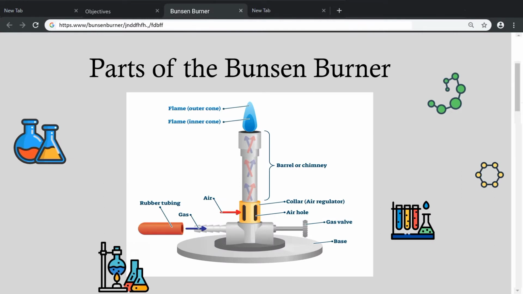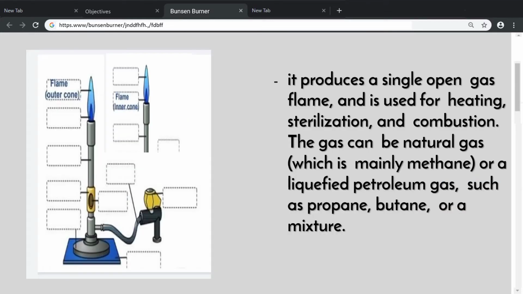First, the flame or the outer cone, the flame or inner cone, the air, the barrel or chimney, the collar or air regulator, the air hole, the gas valve, the base, the gas, and the rubber tubing. The first one is the flame, outer cone or inner cone. It produces a single open gas flame and is used for heating, sterilization, and combustion.